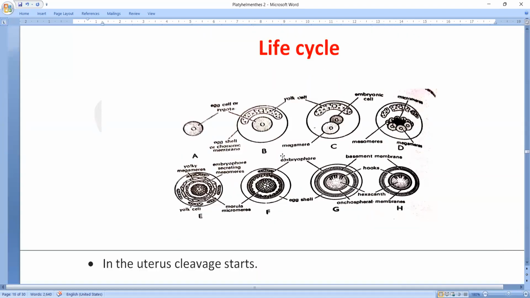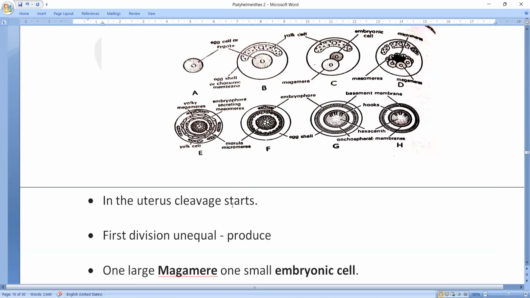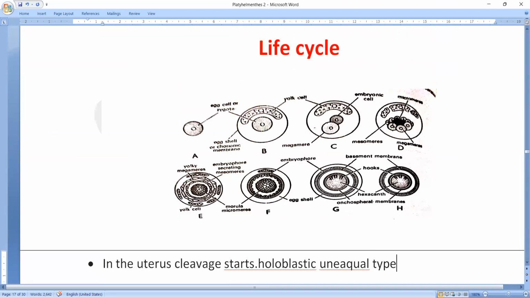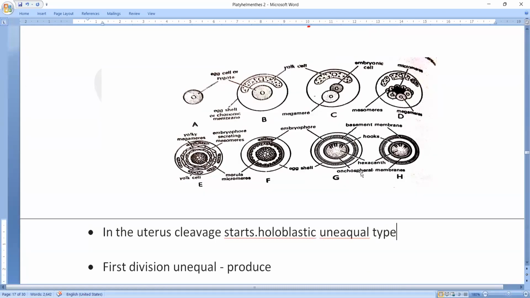So life cycle. Here, if you observe, the cleavage is holoblastic, unequal type. So the first division is unequal. It produces two types of cells. One is the embryonic cell, another one is the megamere. And this embryonic cell divides again into two cells to form a medium-sized mesomere. You can see here the medium-sized mesomere and smaller micromeres, and of course the megamere also divides slowly.